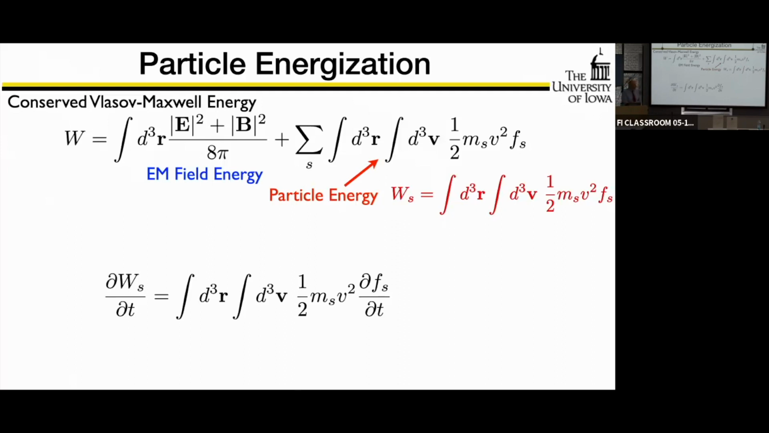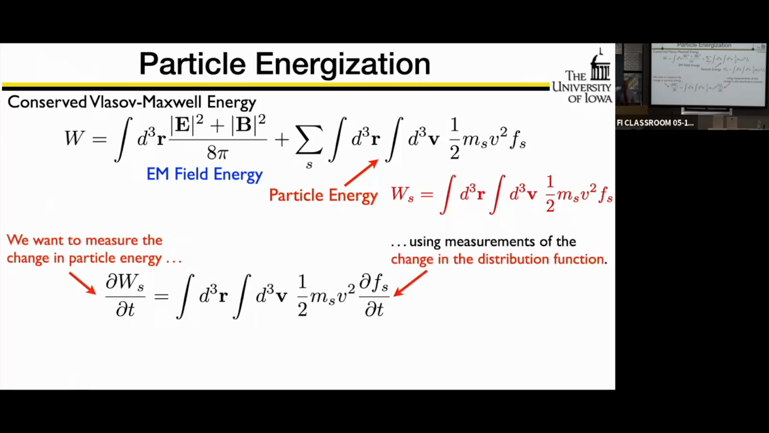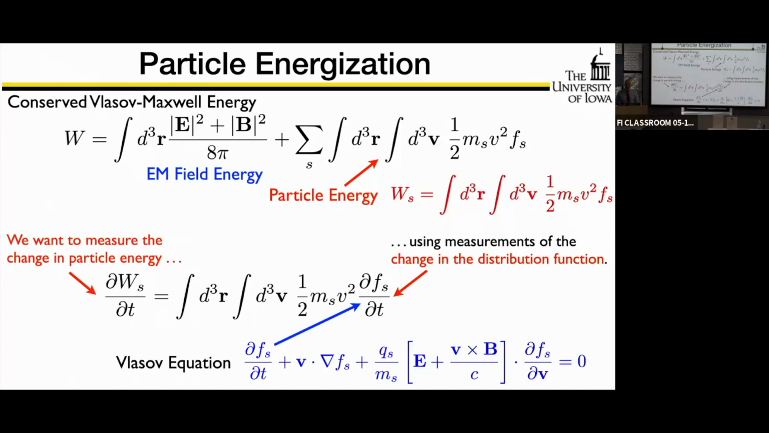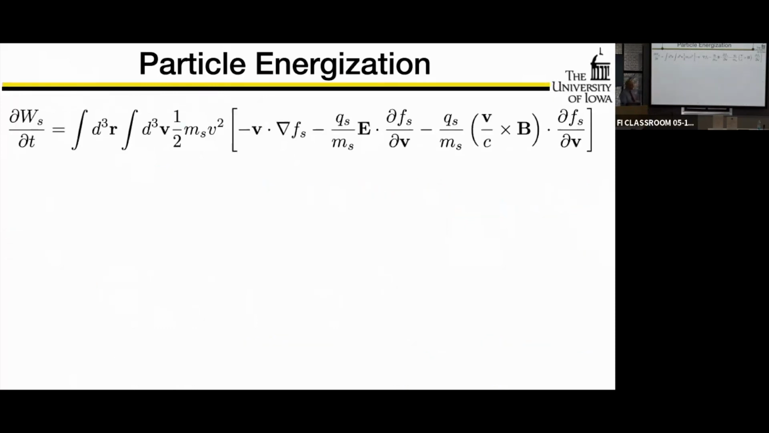And so if we take the time derivative of this, that d/dt can go right in through all of this. The only thing that depends on time is the distribution function, so I can put it right in there. So what we're doing is we want to measure the change in the particle energy by using changes in the distribution function. Now, I know df/dt is governed by the Vlasov equation, so I can replace that df/dt with the rest of the Vlasov equation. And what I get is an expression that looks like this.